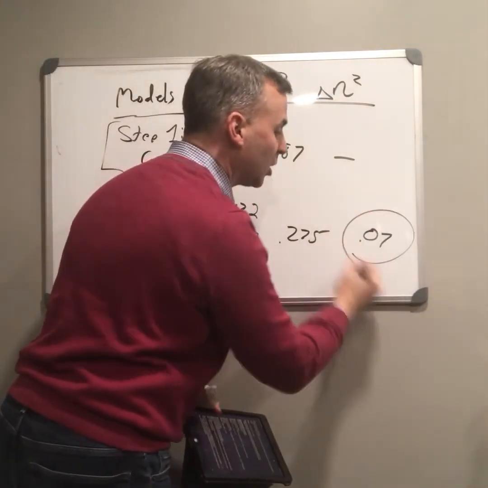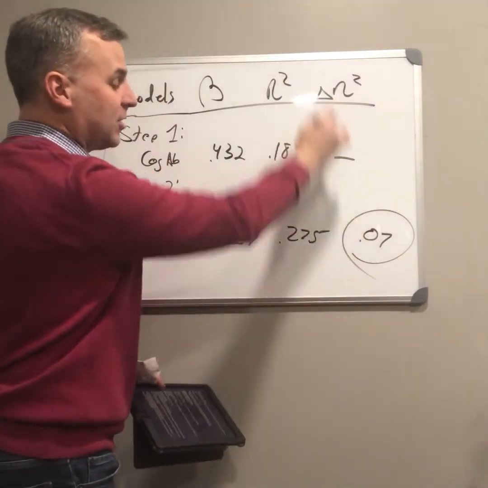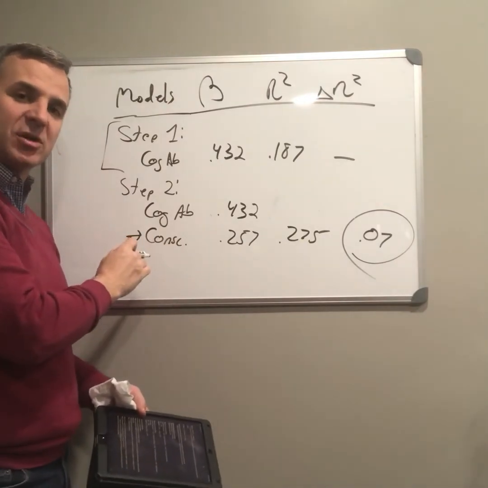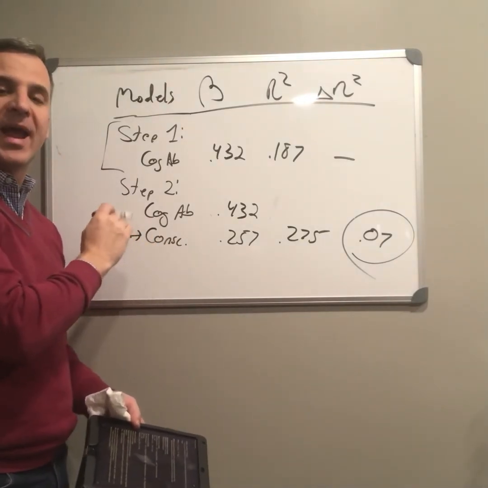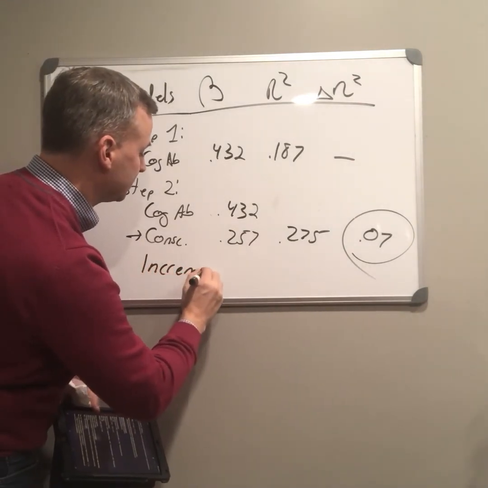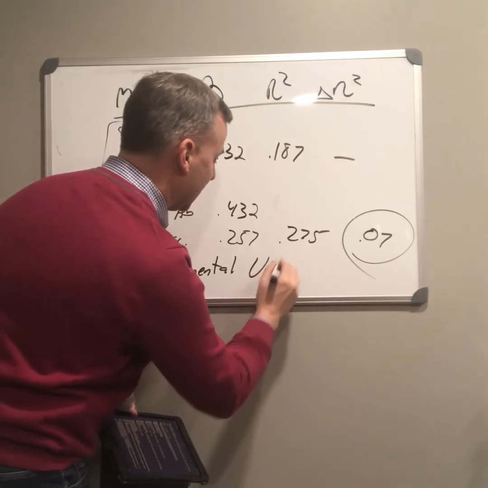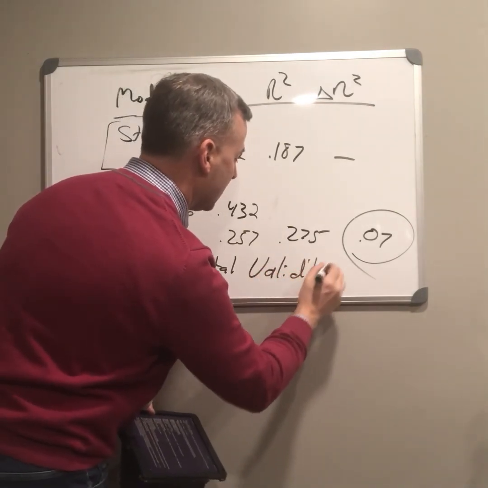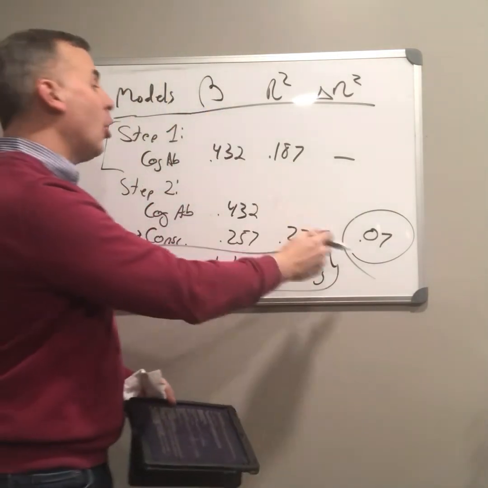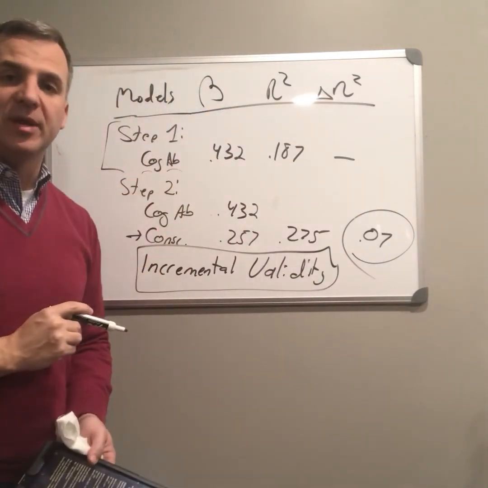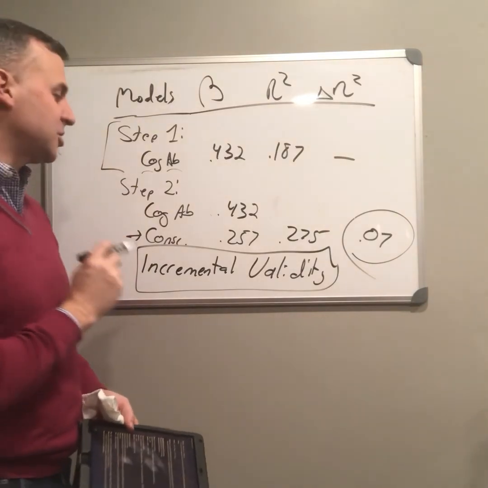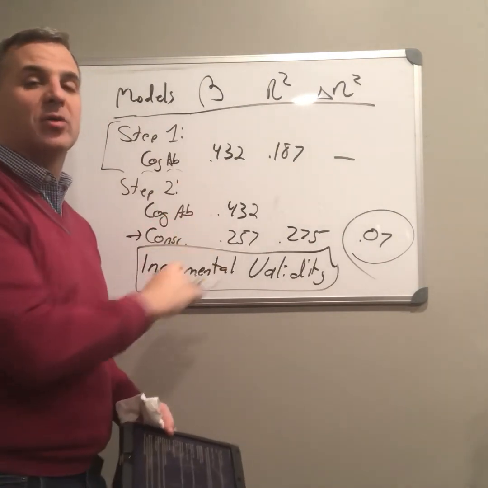And then we can draw a conclusion here that because our delta R squared here is positive, it's 0.07, adding this second predictor variable is useful and has what we call incremental validity. In other words, it is predictive of job performance over and above cognitive ability alone. So that's an important part of multiple regression, and our interpretation of multiple regression is understanding that hierarchical step process.